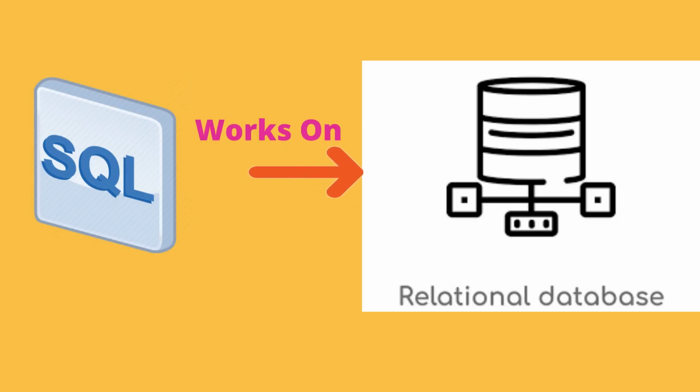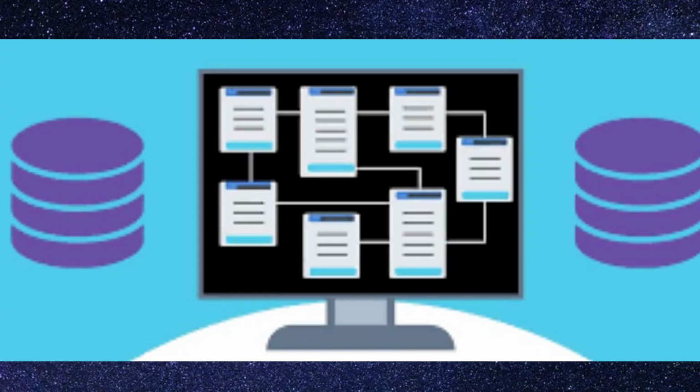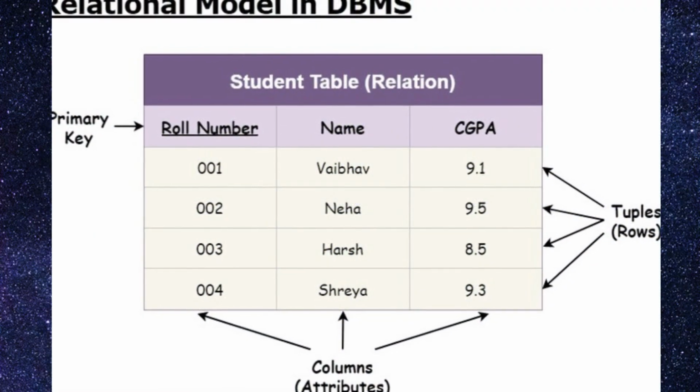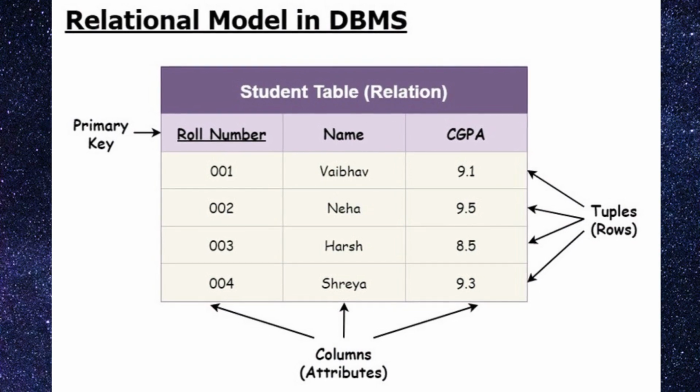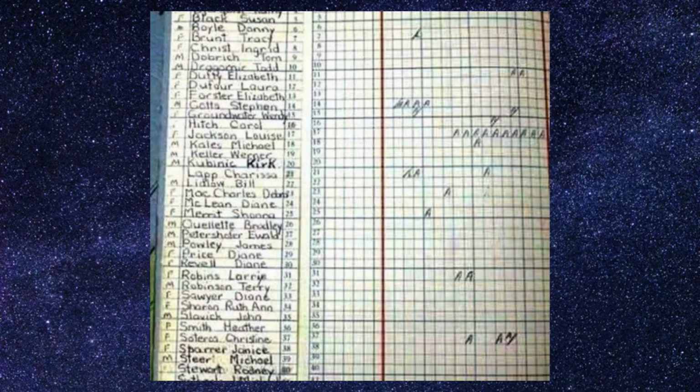SQL only works on relational databases. A relational database is a type of database that stores and provides access to data points that are related to one another. Relational databases are based on the relational model, an intuitive, straightforward way of representing data in tables. In a relational database, each row in the table is a record with a unique ID called the key. The columns of the table hold attributes of the data, and each record usually has a value for each attribute, making it easy to establish the relationships among data points.